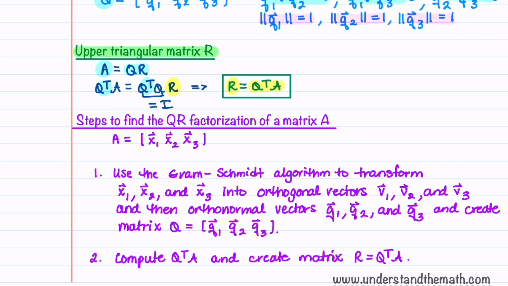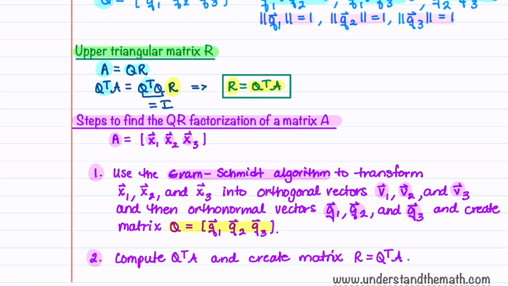To make this process easier, I've written down 2 steps that you can follow to find the QR factorization of a given matrix A. I'm just going to assume that our given matrix A has 3 vectors in it, and I'm going to call these vectors x1, x2, and x3. The first step is to use the Gram-Schmidt algorithm to transform these 3 vectors, x1, x2, and x3, into orthogonal vectors that we're going to call v1, v2, and v3, and transform them into orthonormal vectors, which we're going to call Q1, Q2, and Q3, and then create matrix Q that's equal to these 3 orthonormal vectors.